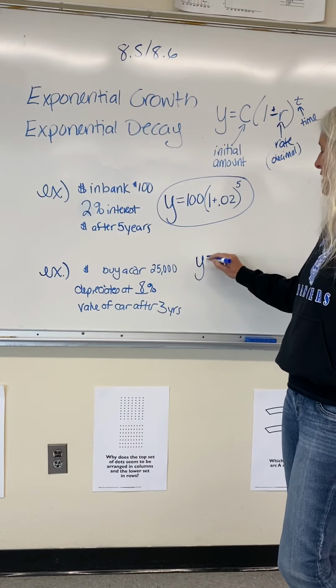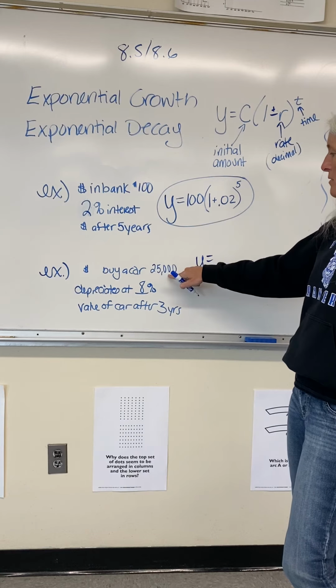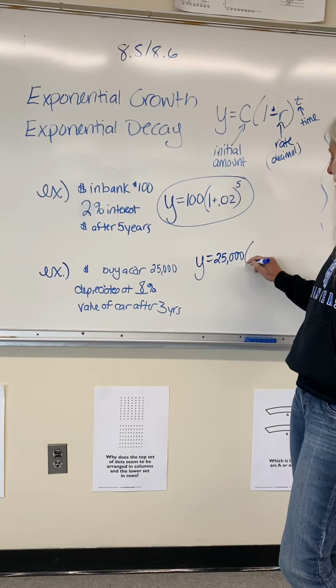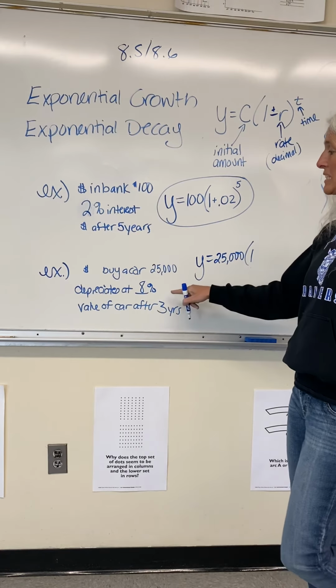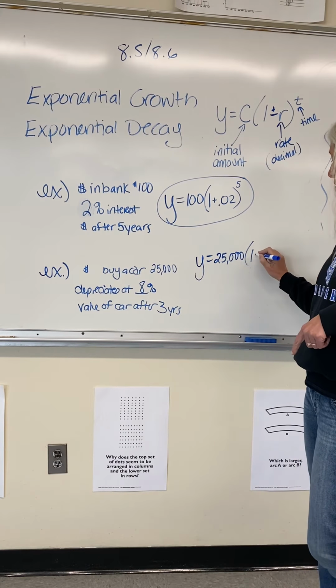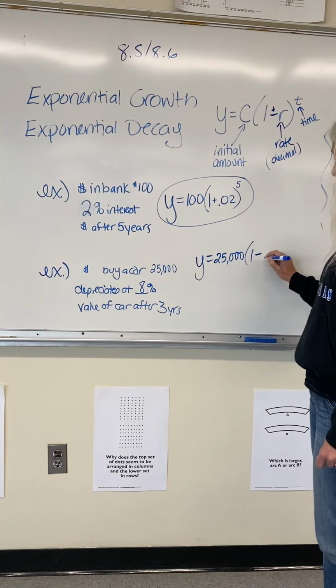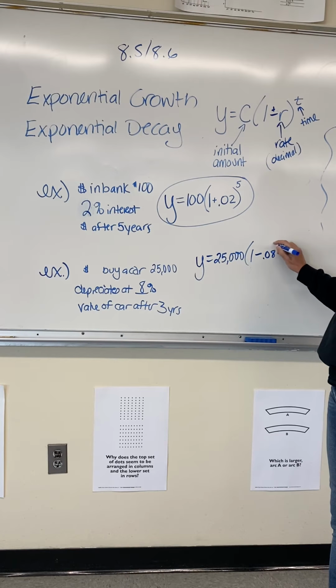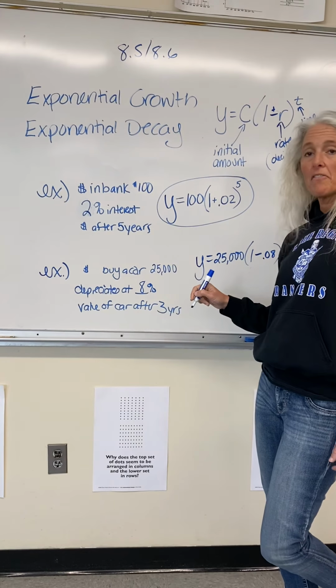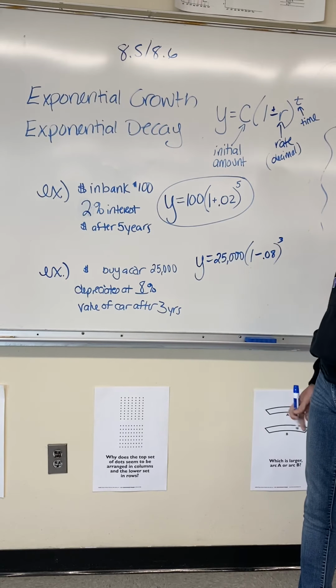So it's going to be the same type of equation. The starting value in this case was how much we paid for our car, so 25,000 times 1. In this case, it's not going up in value every year, it's going down in value. So it's going to be 1 minus 8% as a decimal, so 0.08, raised to how many years after. If I said let's find the value after 3 years, we'd put a 3 in.